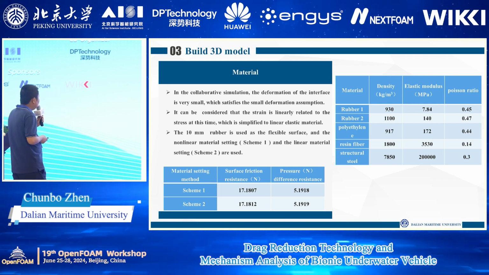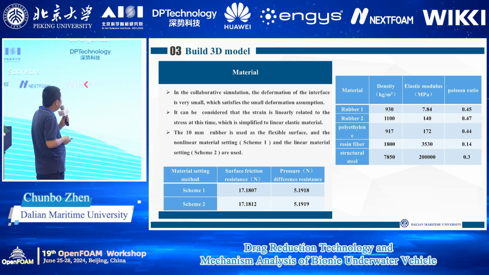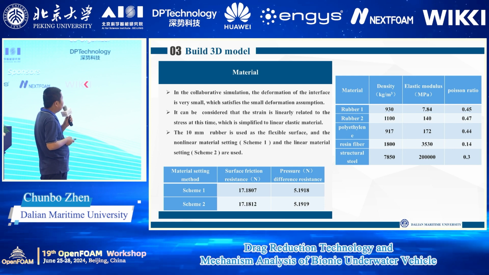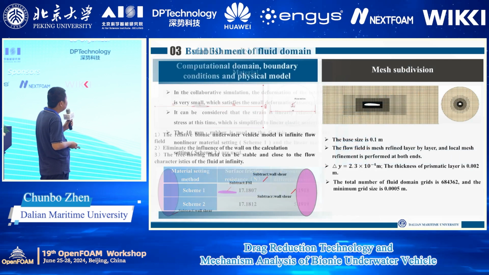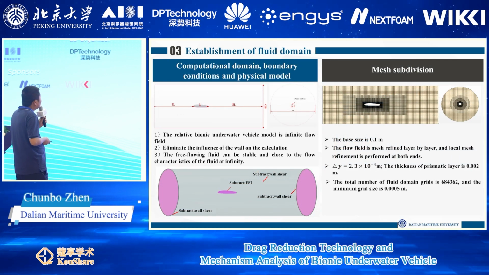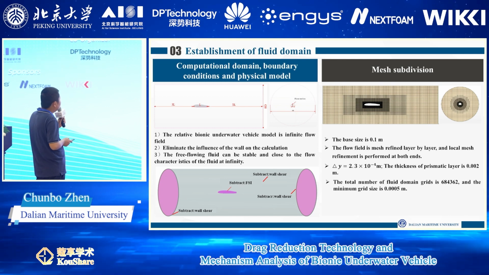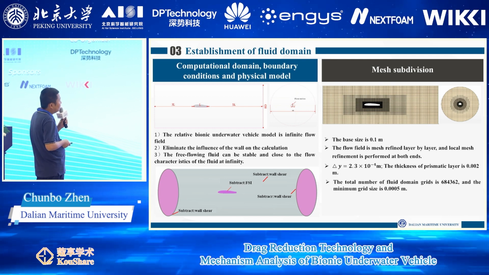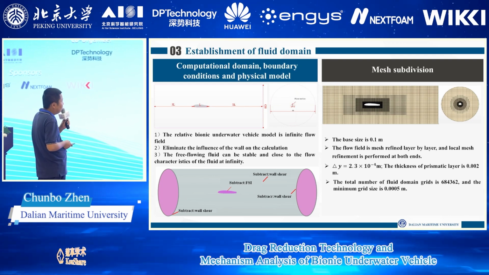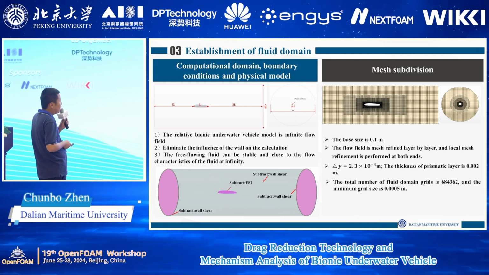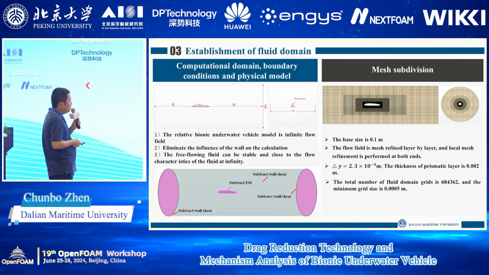The 10 millimeter rubber is used as the flexible surface, and both the non-linear material setting and the linear material setting are used. This is the computational domain boundary condition, the physical model, and the mesh subdivision. The base size is 0.1 meter. The flow field mesh is refined layer by layer, and local mesh refinement is performed at both ends.